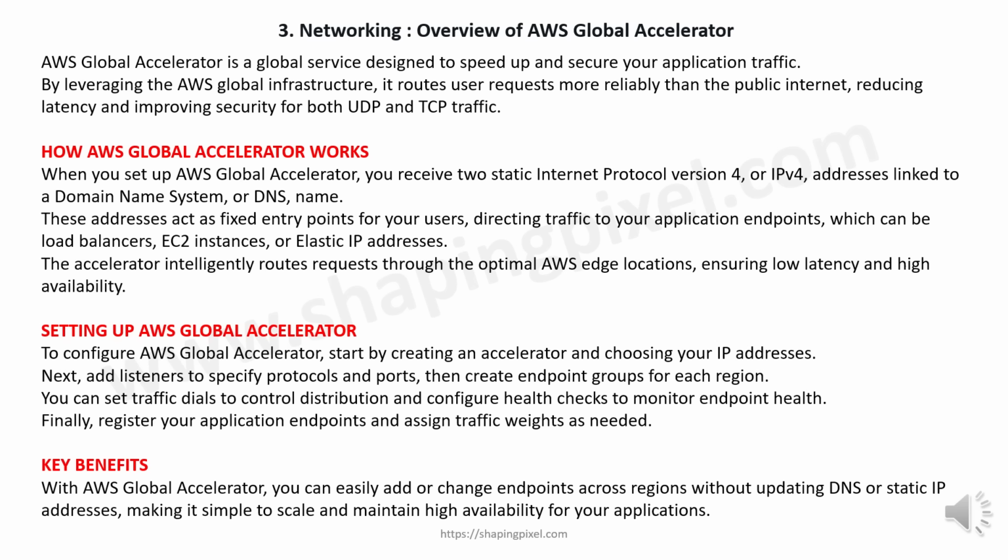Next, add listeners to specify protocols and ports. Then create endpoint groups for each region. You can set traffic dials to control distribution and configure health checks to monitor endpoint health. Finally, register your application endpoints and assign traffic weights as needed. With AWS Global Accelerator, you can easily add or change endpoints across regions without updating DNS or static IP addresses, making it simple to scale and maintain high availability for your applications.